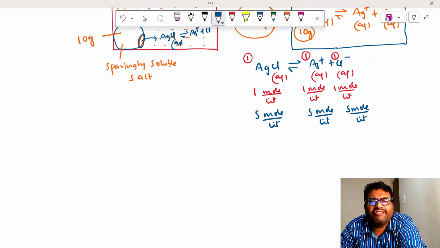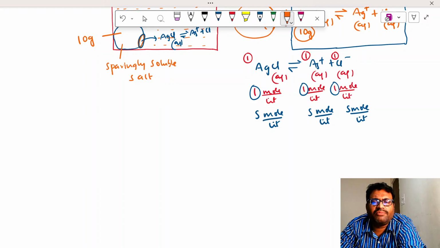What is the solubility of AgCl? S mole per liter. If solubility is S mole per liter, how much Ag plus will be formed? What will be the concentration of Ag plus in the container? S mole per liter. And what will be the concentration of Cl minus in the container? S mole per liter. Because if 1 mole is dissociated, 1 mole is formed. If it is S moles, then S and S moles are formed. Are you getting this?